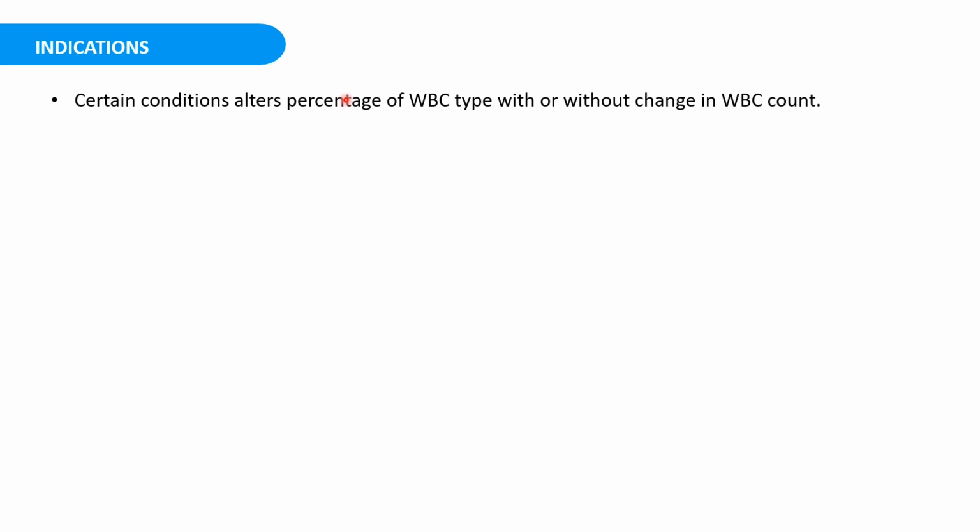Depending on that, various conditions can be found. Number one is neutrophilia. Now remember the word philia. Wherever the term philia is used, it means increase. So neutrophilia means increase in neutrophil count. Whenever in the WBC count the percentage of neutrophils is more compared to lymphocytes and other WBCs, it is known as neutrophilia.